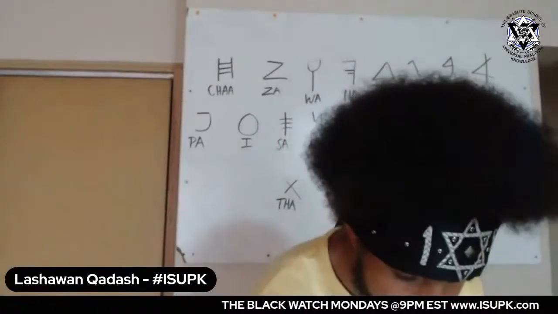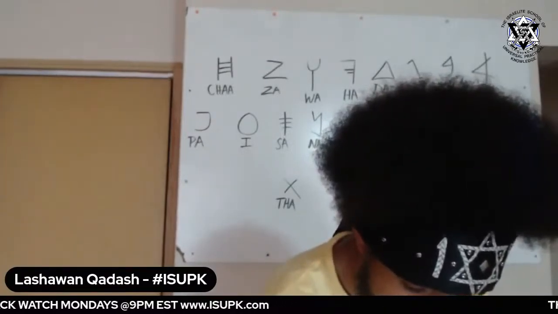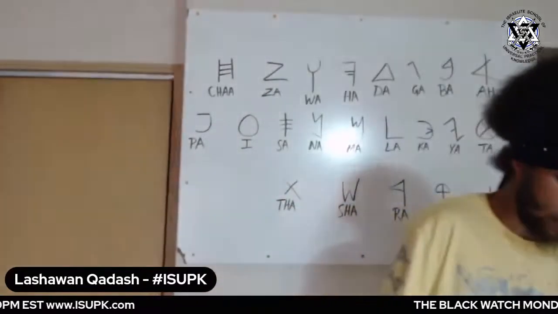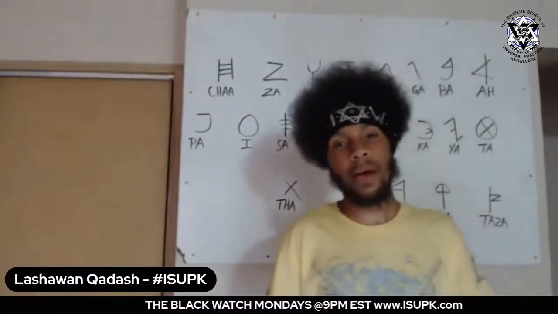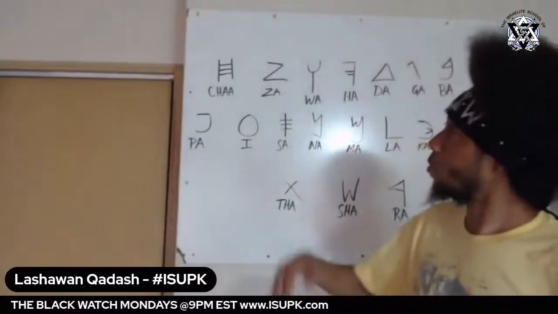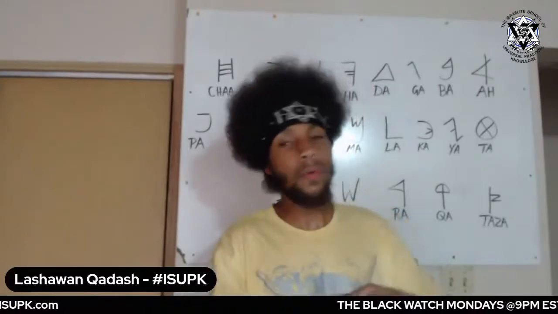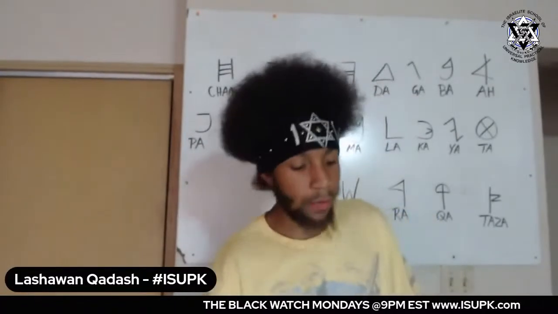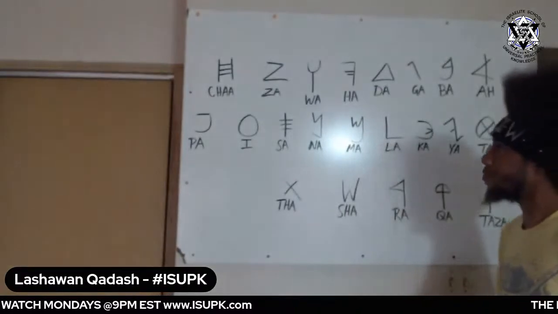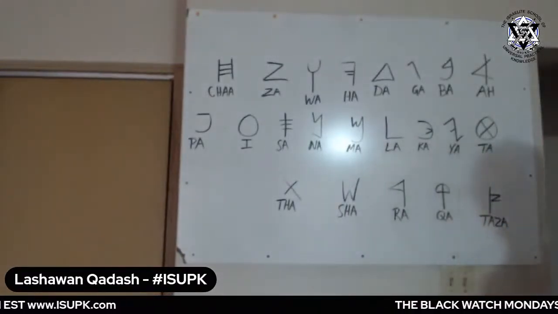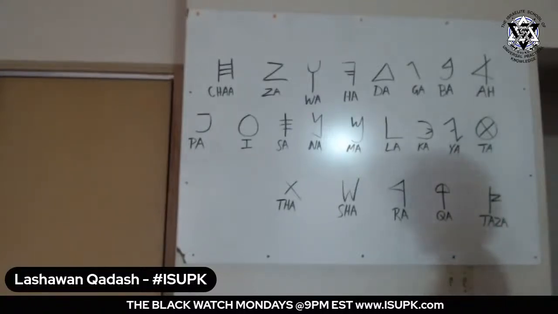All right, let's get started. My name is Officer Maccabia 5000. Once again, we are going to get into Lashawan Qadash, as you see behind me, and we are going to go over the letters. With every language class, you have to know the basics and the foundation, and you have to know how to pronounce the letters in order to formulate words with these letters.